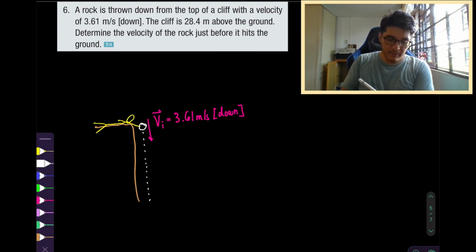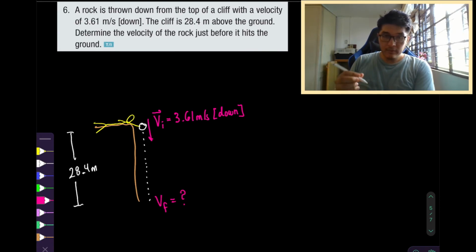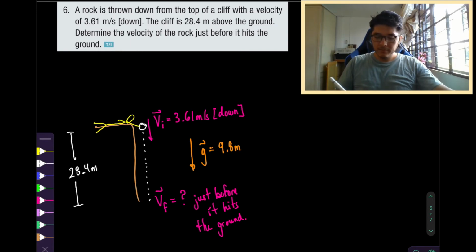And they give us that this cliff has a height of 28.4 meters. They want us to determine the final velocity just before it hits the ground. So this is just before it hits the ground. But what we do know is that during this whole motion, it's experiencing the acceleration due to gravity. So we do know that the acceleration vector points down, and we can approximate it to be 9.8 meters per second squared down.